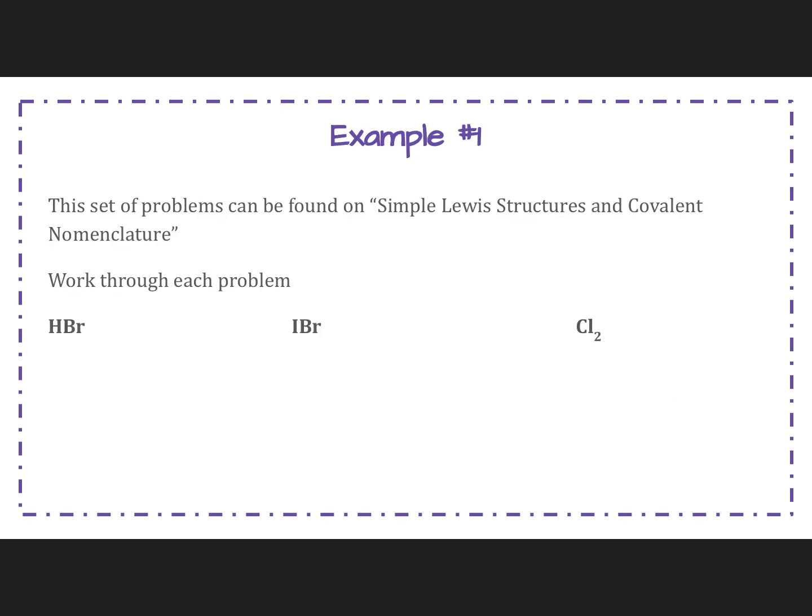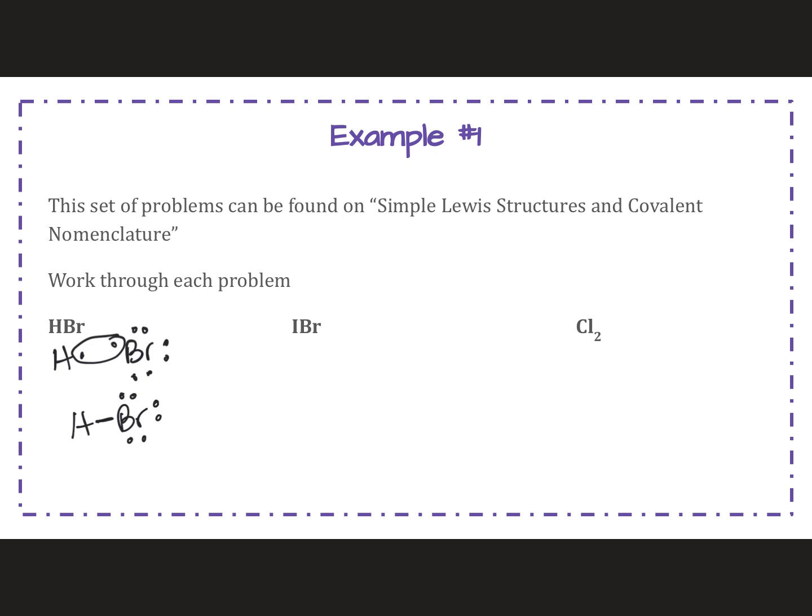These 3 problems are example problems from your simple Lewis structures and covalent nomenclature problems. Let's go ahead and work through these together. Your first step is going to be to draw the Lewis dot structures for each element. Right away, I can tell we're going to have a single bond formed here because hydrogen needs to share that 1 electron and bromine's got an electron to share as well. So when I draw my Lewis dot structure, I'm going to show a bond connecting hydrogen and bromine, and then I'm going to add those lone pairs on bromine.